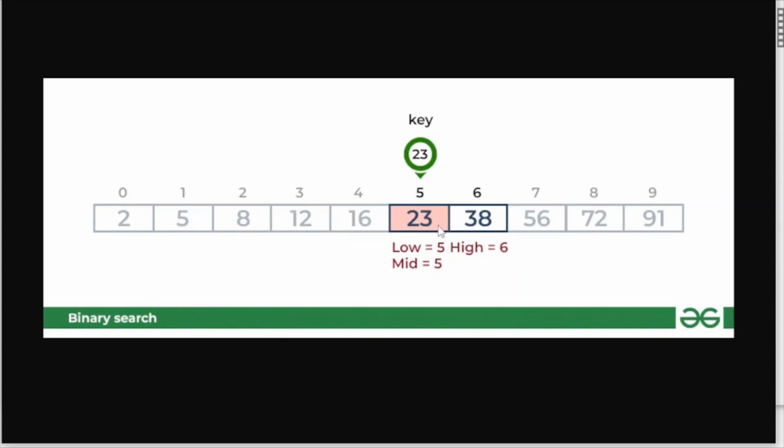Now again we will calculate the mid index, which in this case will be 5, because 5 plus 6 divided by 2 is 5. So now we will check if the mid index element is equal to key. The mid index element is 23 and our key was also 23. So we have got our match and we will return our answer as 5.